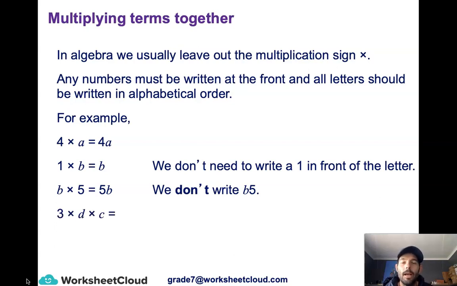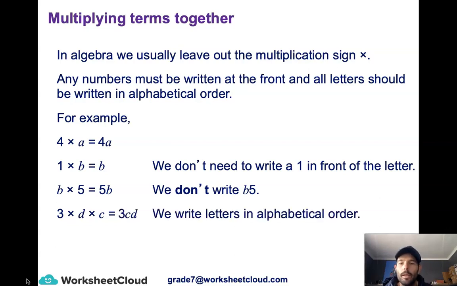3 times D times C. Again, at the top of the screen, you can see we mentioned alphabetical order. Okay, so that should be 3CD. Again, no multiplication signs, and C comes before D.